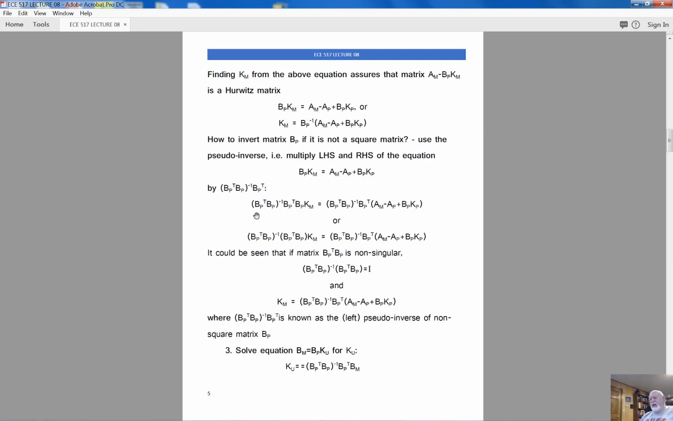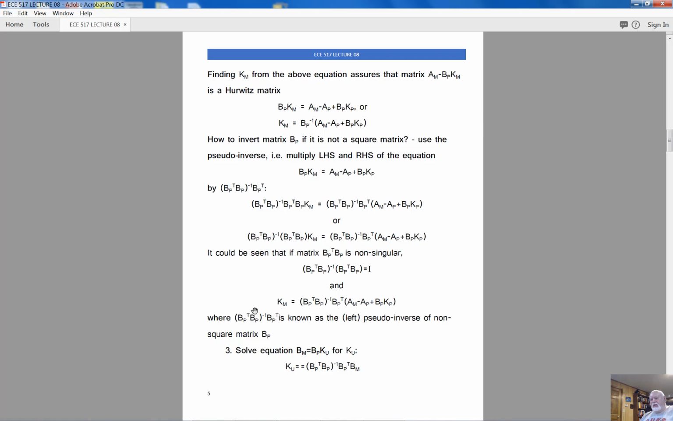If this is done, then please note that in the left-hand side, BP transpose times BP in the power of minus 1 times BP transpose times BP should be unity. So in the left-hand side, we will automatically get Km. In the right-hand side, we will have BP transpose times BP in the power of minus 1 times BP transpose times AM minus AP plus BP Kp.